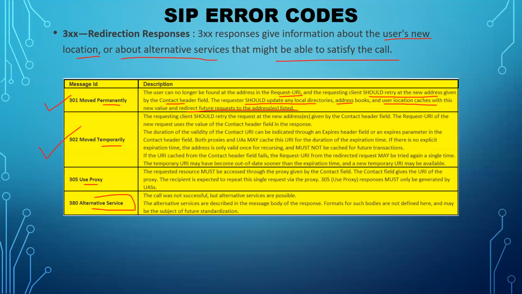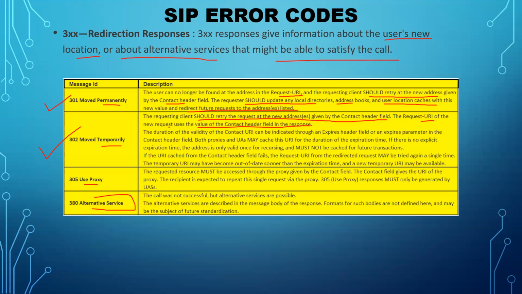302 moved temporarily. What does that mean? That means it is a temporary movement. It's not a permanent one. So the requesting client should retry the request at the new address given by the contact header field. It's the same as before, right? It will just retry, but that is a temporary one. The request URI of the new request uses the value of the contact header field in the response. Like, the contact header field would be there, and this is my new temporary address, just retry it over there.